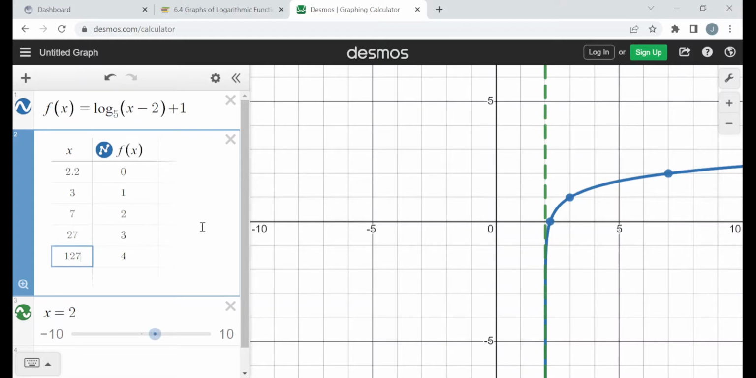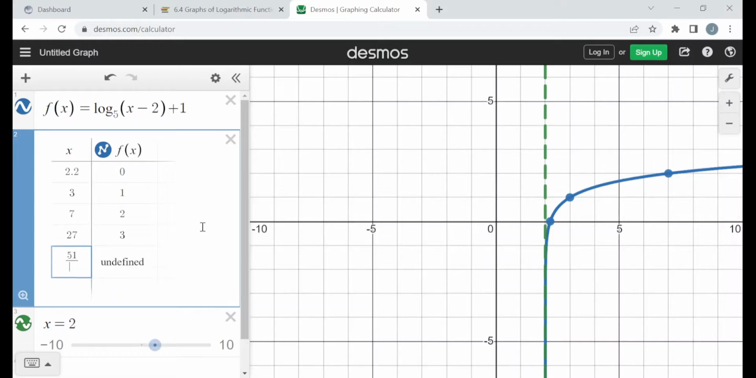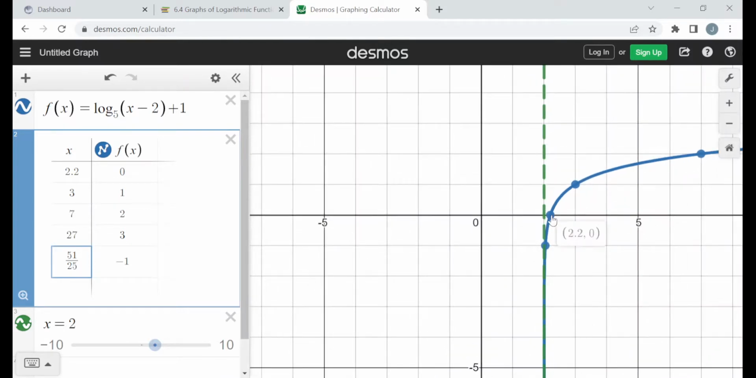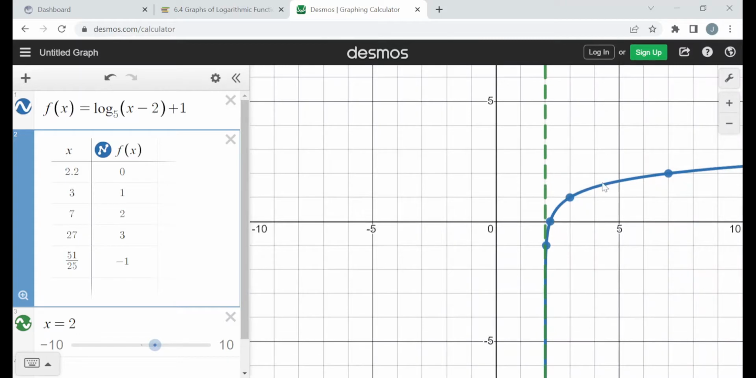And then, like I mentioned, I'd have to plug in 2 and 1/25. That'd be 51/25 to get an output of negative 1. And whatever, right? But again, the closer to 2 I get from the right side, the bigger negative the output will be. Okay, great.